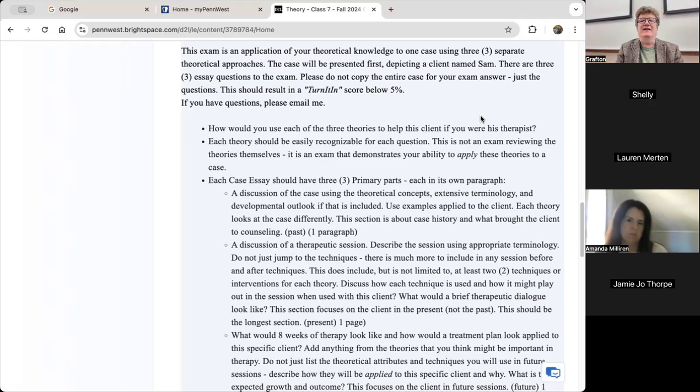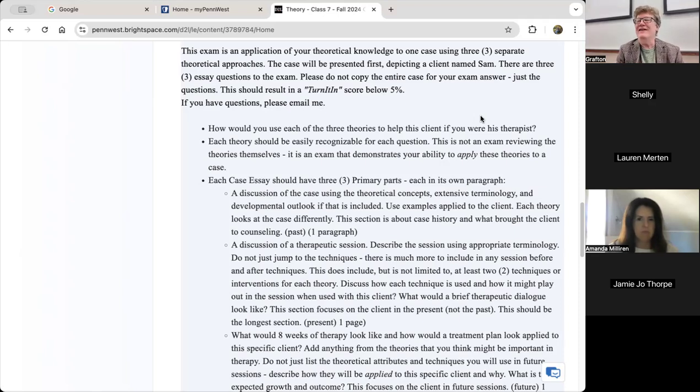Okay, this exam is an application of your theoretical knowledge to one case using three different theoretical approaches. The same case will be used for the next exam too, so you can start working on the next exam as soon as we go over each theory. It's the same questions, just different theories. The case will be presented first, depicting a client named Sam. There are 3 essay questions to this exam, one for each theory.